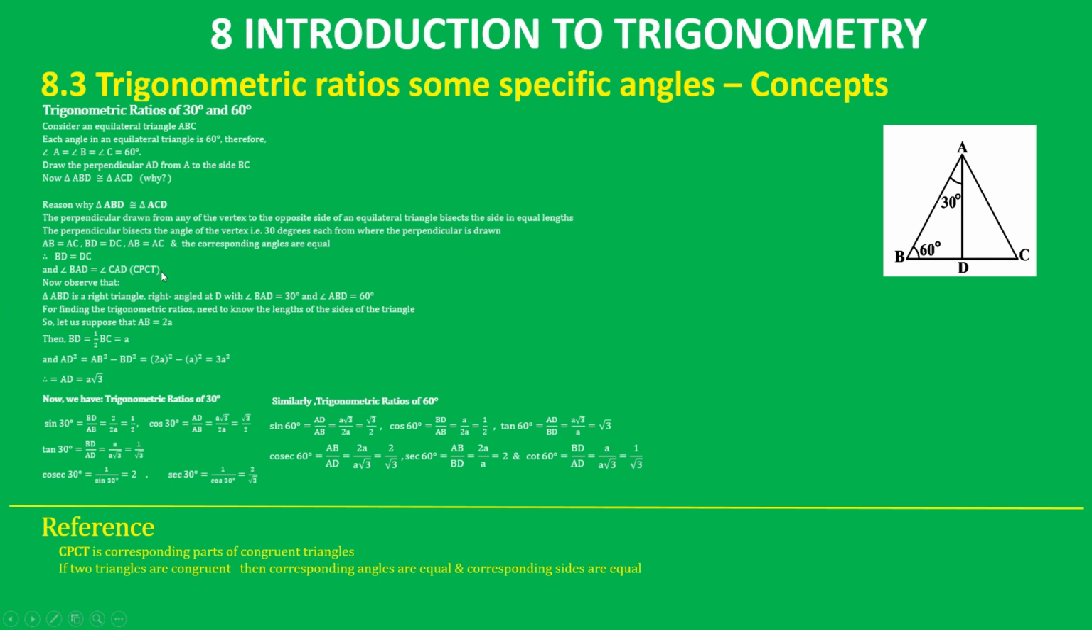Can you see what is this CPCT? CPCT means corresponding parts of congruent triangles. Which are the congruent triangles? ABD and ACD. Congruent parts means angle B and angle C, and this angle and this angle, and this side is equal to this side, this BD is equal to DC, like that. Then corresponding angles are equal and corresponding sides are equal.